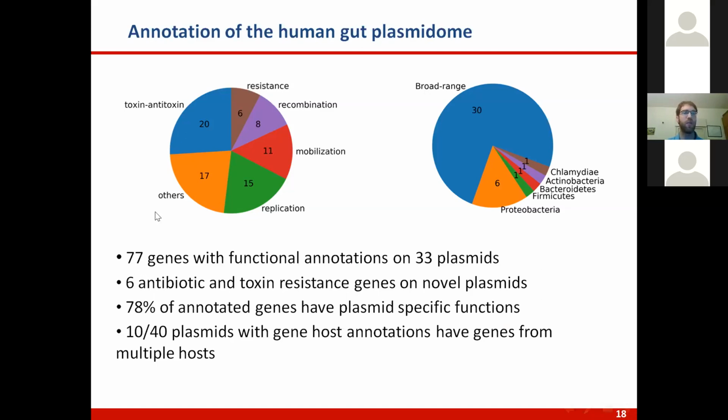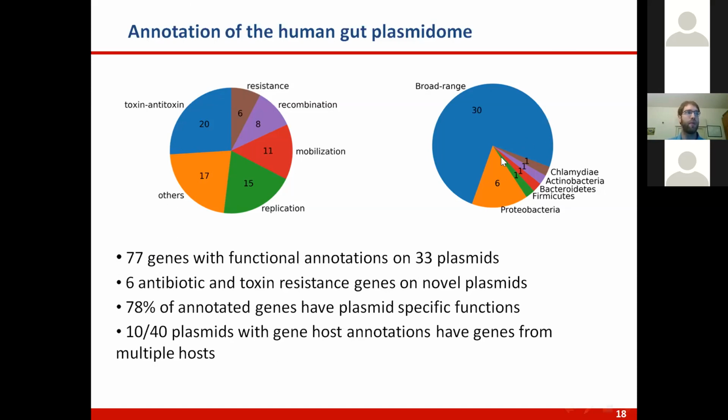Looking at those functions, that's in the top left chart. We see that 6 of those genes were actually toxin or antibiotic resistance. And interestingly, and very significantly, all of those genes were on novel plasmids. That means they were on plasmids assembled by SCAP that were not known in the reference database. Additionally, if we look at the function of these genes, we see that the vast majority of them, more than 3/4, are toxin, antitoxin, resistance, recombination, mobilization, and replication. These are plasmid-specific functions. So this, again, gives us very high confidence that these plasmids that we've discovered are, in fact, true plasmids that we've managed to assemble.